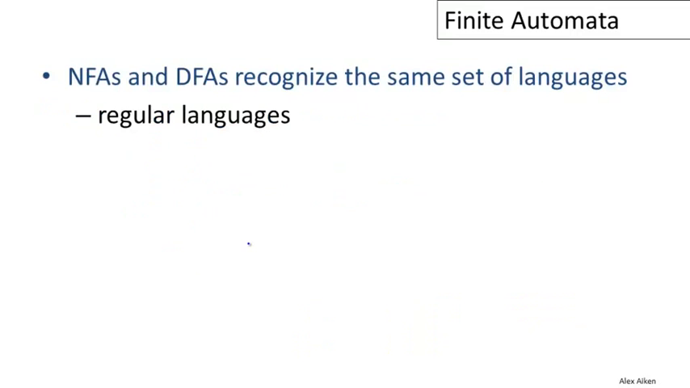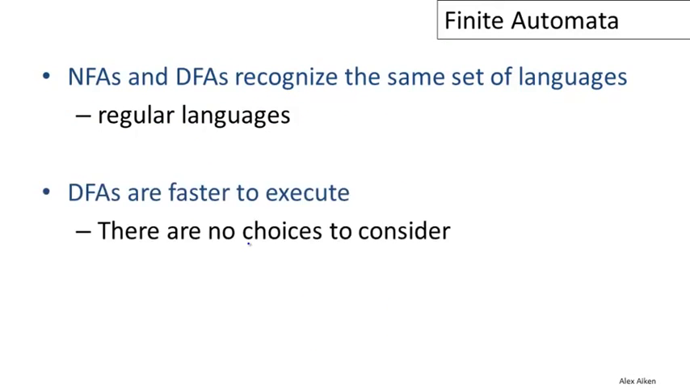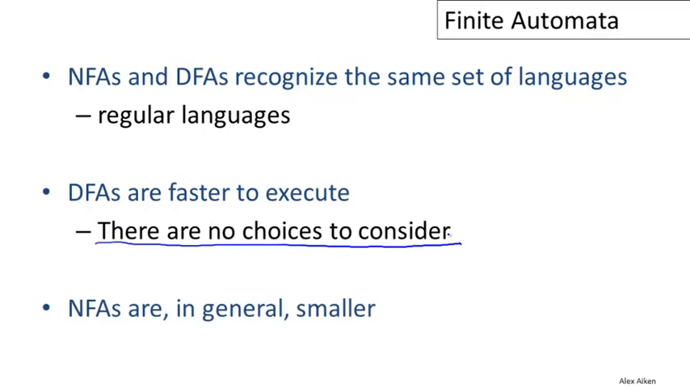It turns out that NFAs and DFAs recognize exactly the same languages, in particular the regular languages. So NFAs, DFAs, and regular expressions all have equivalent power. They can only specify regular languages. DFAs are definitely faster to execute, primarily or entirely because there are no choices to consider. So a DFA can just follow a single path through the state graph, whereas with an NFA, we have to keep track potentially of the set of choices, and we might be in a set of states.